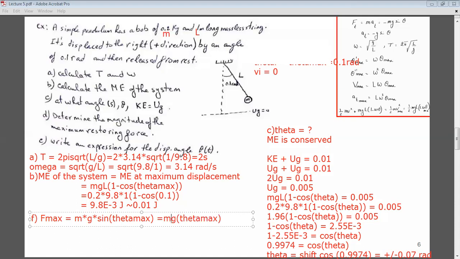Why is that? Because we have very small values of theta, and for that, the sine of the angle is the same as the angle itself. If you don't believe me, you just plug it in the mg sine theta and you will get the same answer. So F maximum, I use the calculator. This is equal to 0.2 times 9.8. Whether you want to put sine of 0.1 or just times 0.1, we will get the same value. So this is 0.2 times 9.8 times 0.1, and this is 0.196.